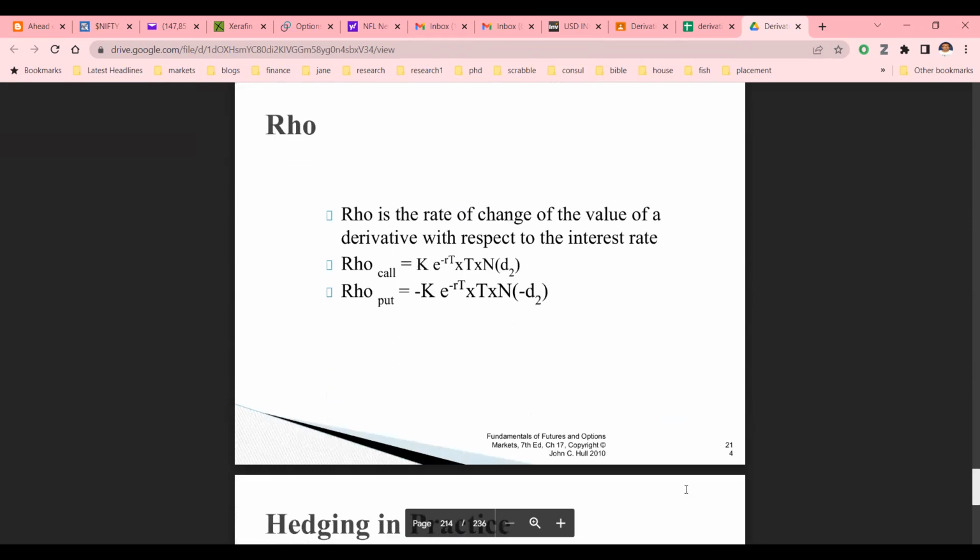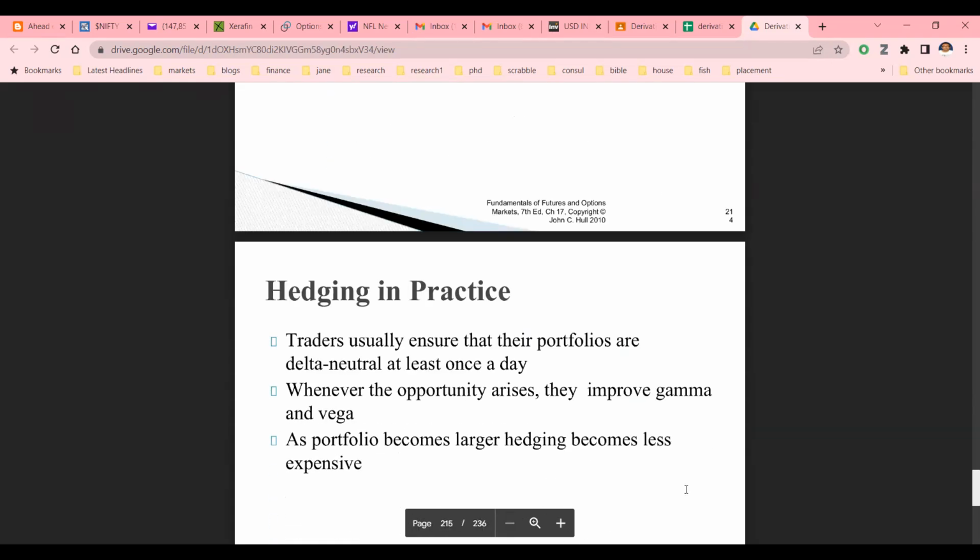So rho is an interesting Greek. It is the rate of change of the derivative with respect to interest rate. Normally, this doesn't change much, but of late, interest rates have been going up and down like anything, mainly going up non-stop. So that can impact put and call options, and rho measures that.